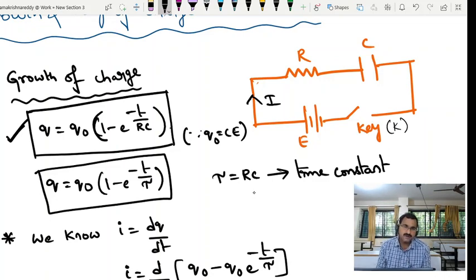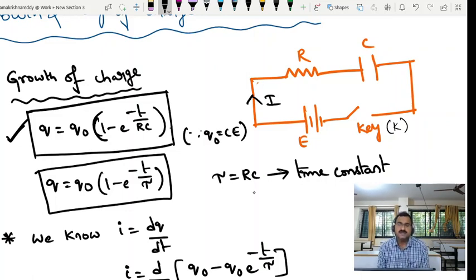Q is equal to Q naught into (1 minus e power minus t by RC). We already know the potential drop across the resistance is IR, and the potential difference across the capacitor is Q by C. So we solve using this equation: E is equal to IR plus Q by C. Then you get a differential equation, which you have to solve, but the derivation is not required. This is the only additional point, just remember that. Q is equal to Q naught into (1 minus e power minus t by RC).